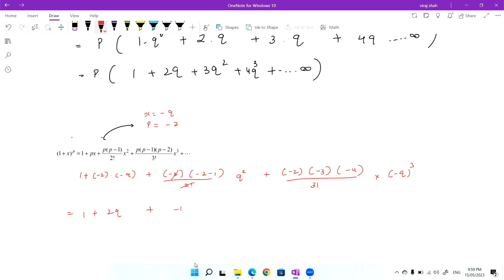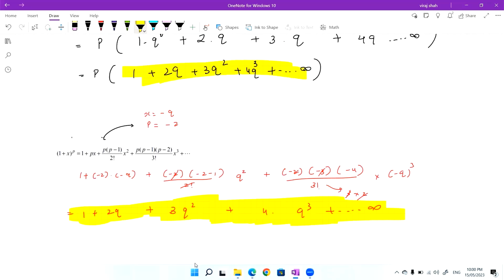Minus 1 into minus 3 is nothing but positive 3q square. 3 factorial is nothing but 3 into 2, so this cut. So I'm left with plus 4 into minus, so minus 4 multiplied by minus q cube, so minus minus positive, so 4q cube and so on till infinity. So if you see this equation, when x is equal to minus q and p is equal to minus 2, in that case it is exactly same as this.